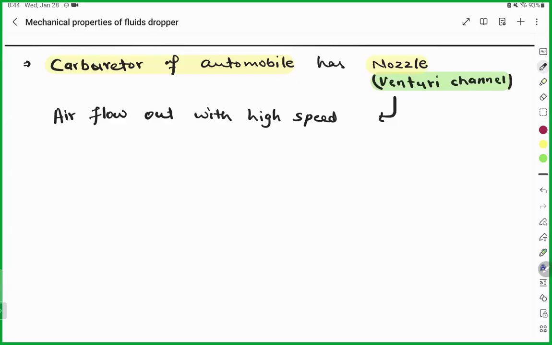Yes, guys, you got my question. My question is, even if we don't use this Venturi meter, air will still come out because of combustion. And whenever there is combustion, what will happen? Your fuel will react with the oxygen and it will release CO2 and a lot of energy. CO2 means air will come out. What is the purpose of this Venturi channel?